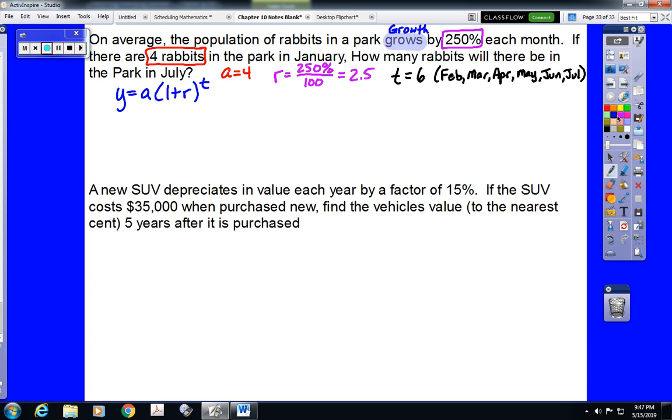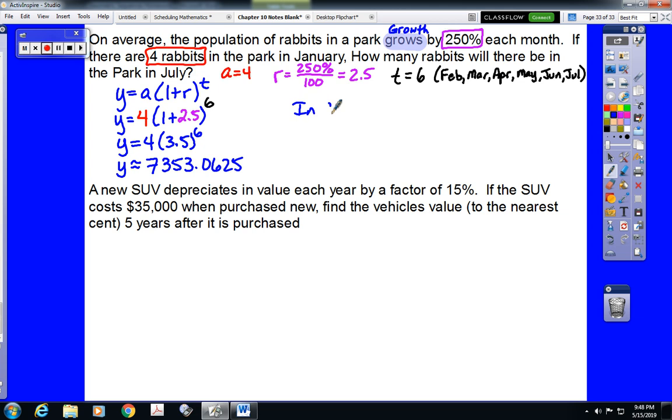Plug those into the equation. Y equals 4 times 1 plus 2.5 to the 6th power. So again, we're not going to show all the work this time because we have less space. We would be plugging 4 times 3.5 to the 6th power into our calculator. That is going to be a fairly large number. That is 7,353.0625. So again, we need to answer with words.